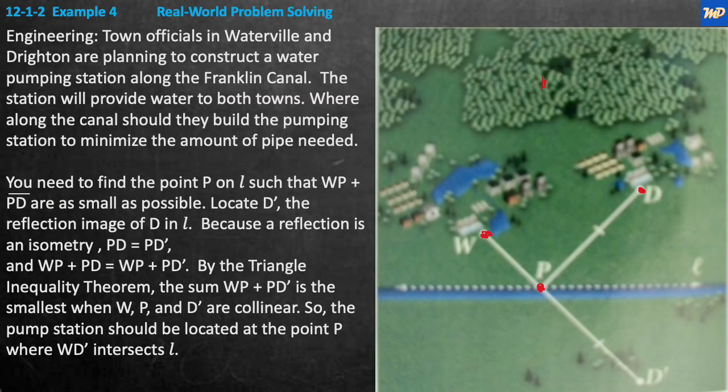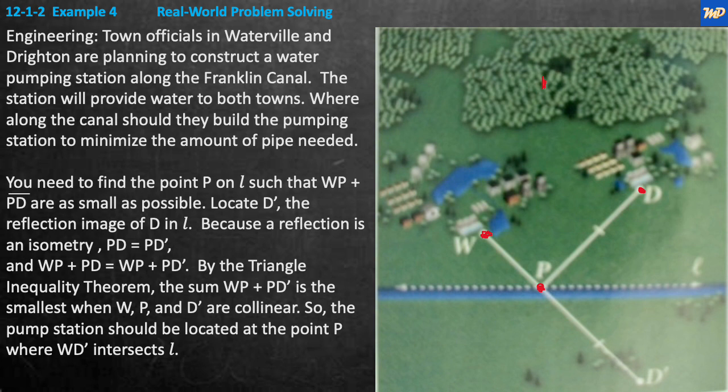Okay, example 4, we have a real world problem to solve here. So it says it's an engineering problem. Town officials in Waterville and Drayton are planning to construct a water pumping station along the Franklin Canal. The station will provide water to both towns. Where along the canal should they build the pumping station to minimize the amount of pipe needed?